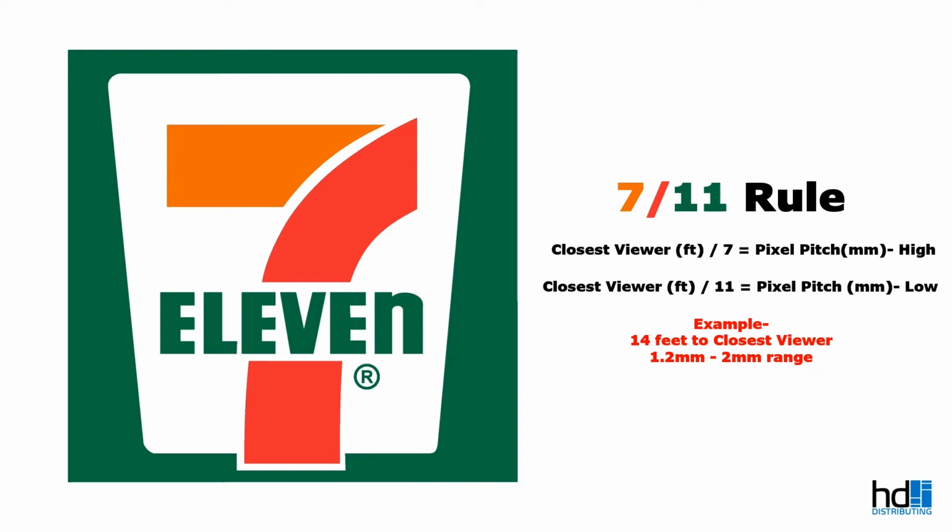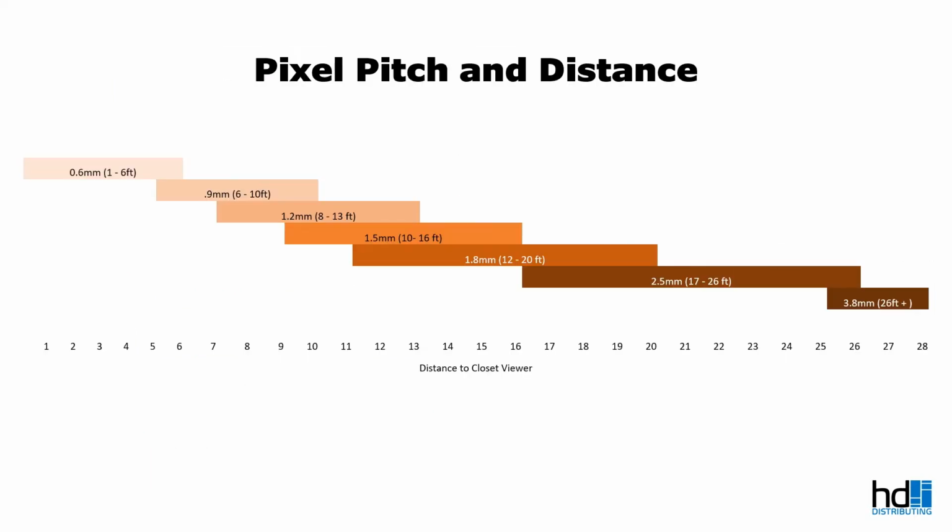And then what that does is, if you see, like here, I just kind of broke it out. If you're talking to somebody, you can real quickly say, okay, if your closest viewer is about 4 feet, you definitely need 0.6 millimeter. You definitely need micro LED. If your closest viewer is 14, you know what? You should probably be in 1.5 or 1.8.